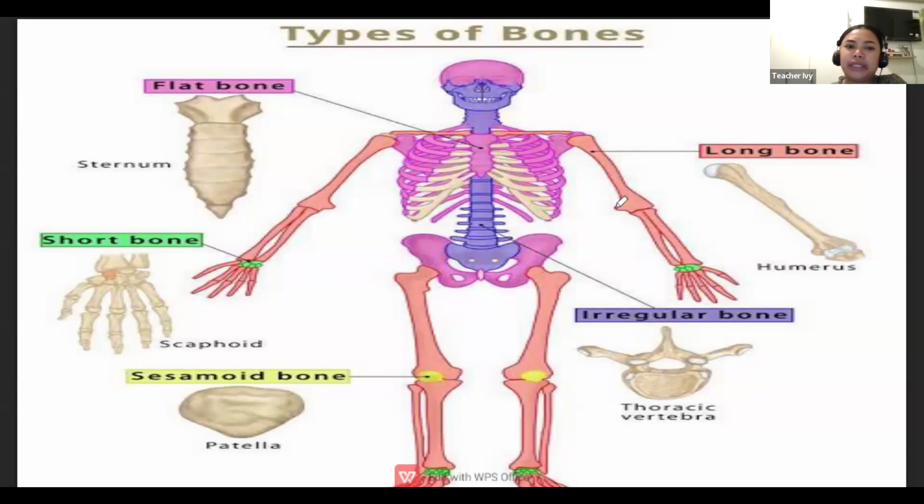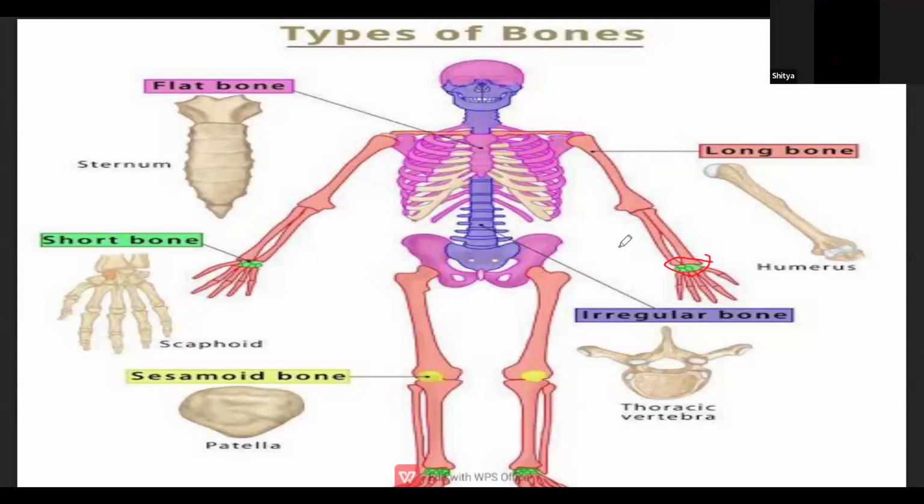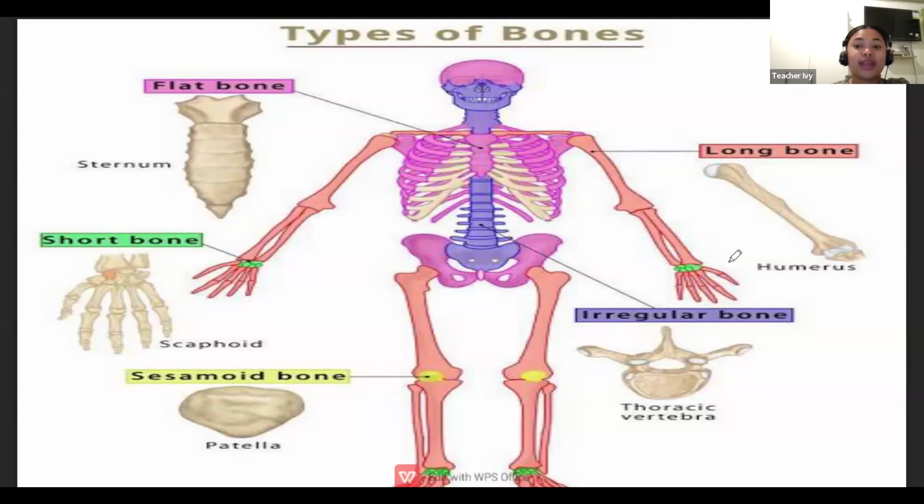Let's have Shicha this time. Shicha, what's the name of the bone that is found in your hand? Carpals. Correct. It's the carpals. Do not forget it. These are short bones. The bone in your wrist is the carpals, and the bone in your foot is the tarsals. Okay? Do not forget about that.